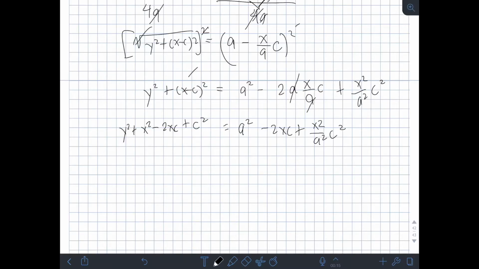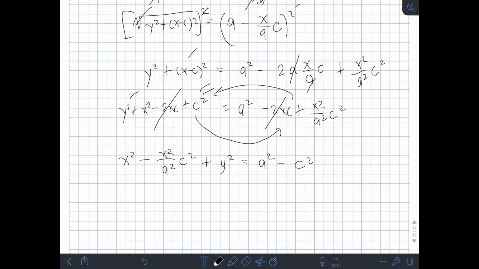So, eto makakancel. Tapos, eto transpose ko dito. So, magiging x squared minus x squared over a squared c squared plus y squared equals a squared minus c squared transpose. So, factor out ko tong x squared. So, x squared times 1 minus c squared over a squared plus y squared is equal to a squared minus c squared.